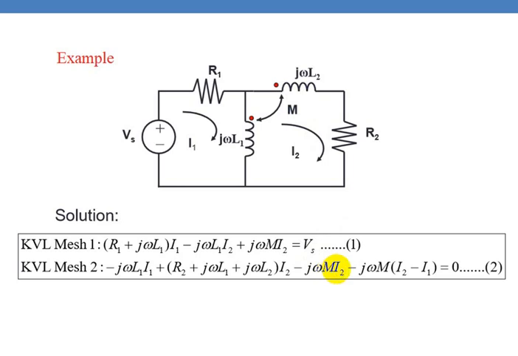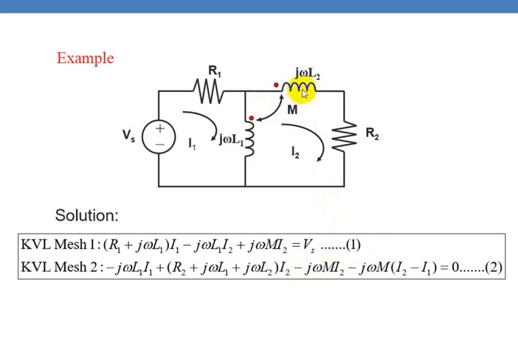While writing the equation for the second mesh, you have to consider the current I2. I2 is leaving from the dotted terminal, whereas it is entering here. In one coil it is leaving, in the other coil it is entering. Therefore, you write here minus j omega M I2.